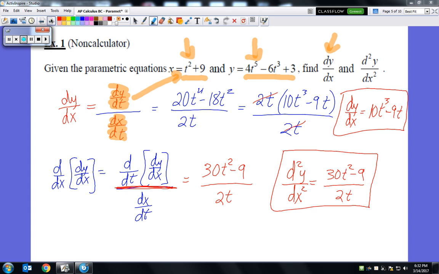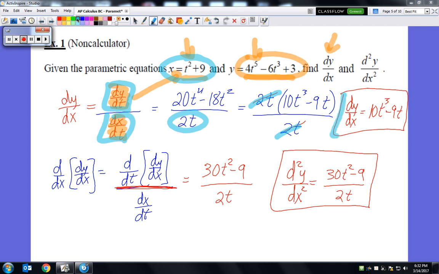So differentiating y, we get 20t^4 minus 18t^2. Now the derivative of the x parametric is just going to yield 2t. Again, because dy/dt over dx/dt yields dy/dx. And now it's just a matter of factoring out the GCF, this common factor of 2t, and then reducing to simplest form: 10t^3 minus 9t is your dy/dx function. Basically f prime of x.